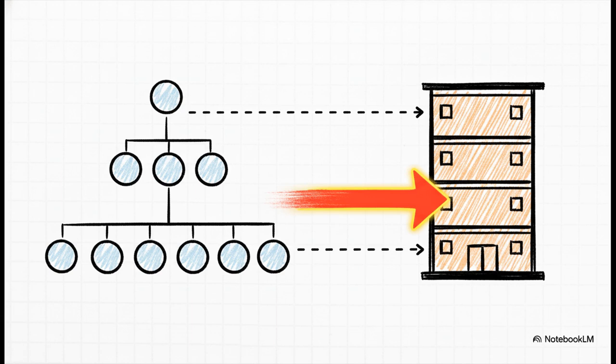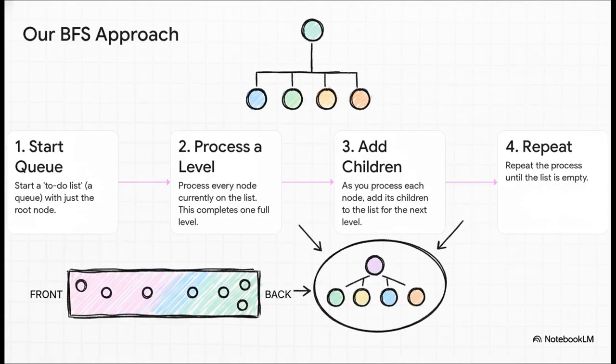Think about it. You don't just walk into a building and take the elevator straight to the top floor. No, you have to explore it floor by floor. You check every room on the first floor, then you go up and check every room on the second floor, and so on. This methodical, level-by-level approach has a name in computer science, and it's a big one: breadth first search, or just BFS. So here's our game plan.